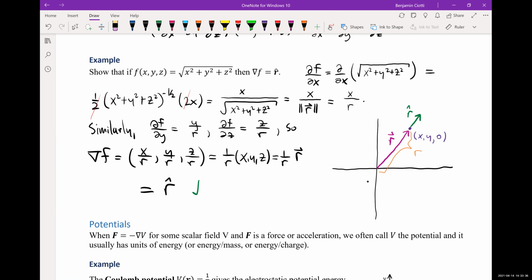This is a pretty typical example. It's the type of calculation that you're going to be expected to be able to do. And in fact, there's another problem today that's similar.